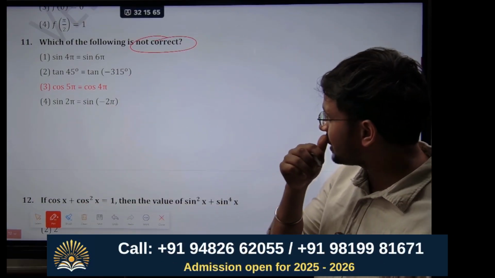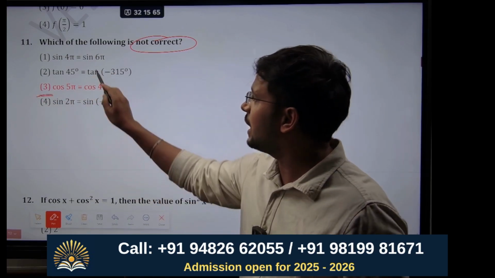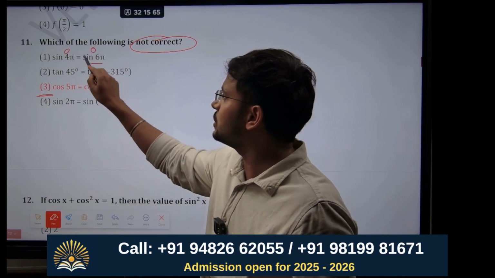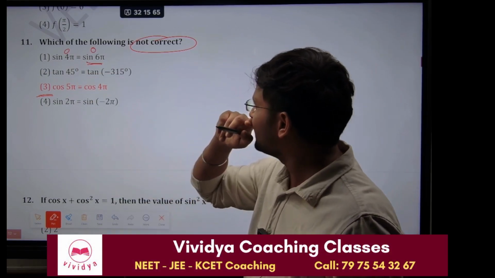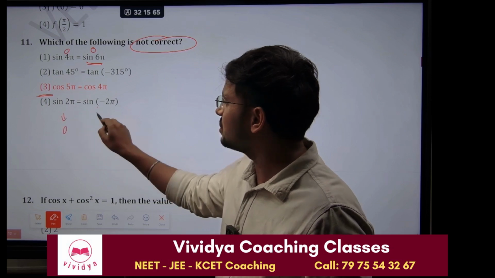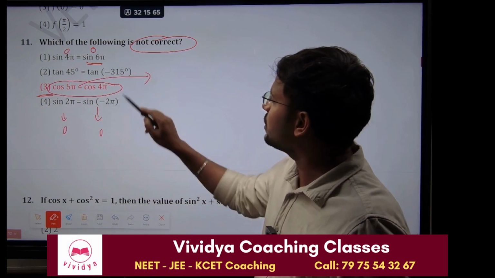So if you see not correct, so cos 5 pi. Again, I will see direct go with the option. You will see n pi, this will be 0, this will be 0. Yes or no? Sin 2 pi, again this is 0, this is 0. So direct see the option number 3, cos 5 pi will be equal to what?